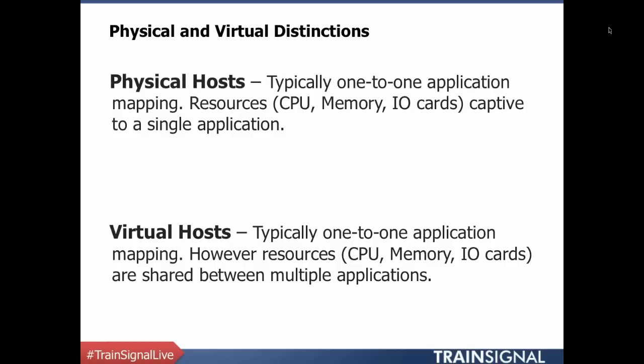Bring virtualization into this. Your virtual hosts, if we're looking at it from a VM perspective, which is what I'm trying to establish with the name virtual host, are typically still a one-to-one application mapping. However, the resources, CPU, memory, I/O cards, are shared between all of those applications. So you have a thin layer of software that's controlling access to your underlying resources, and therefore you can stack multiple virtual hosts or VMs across that single physical host.